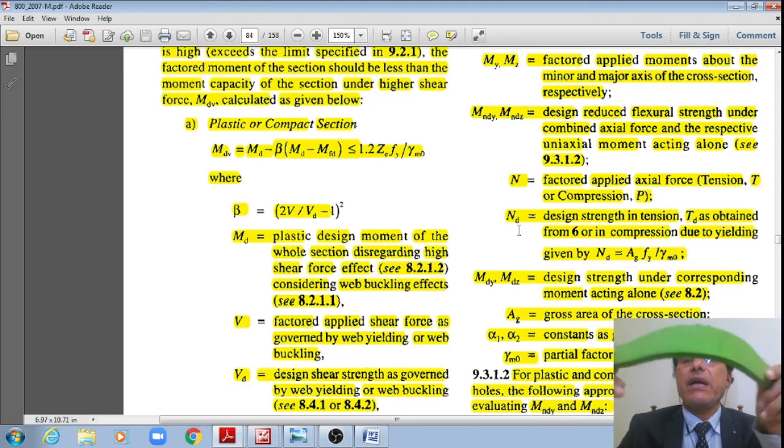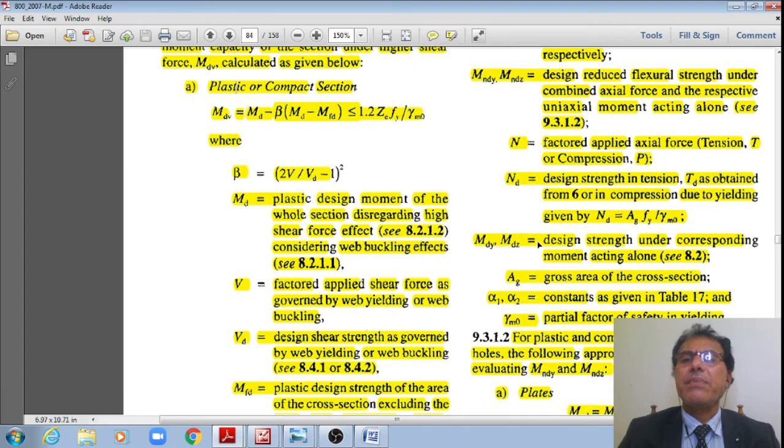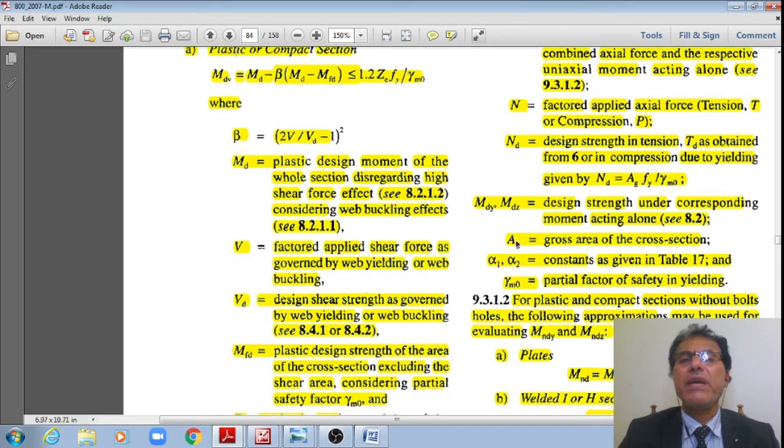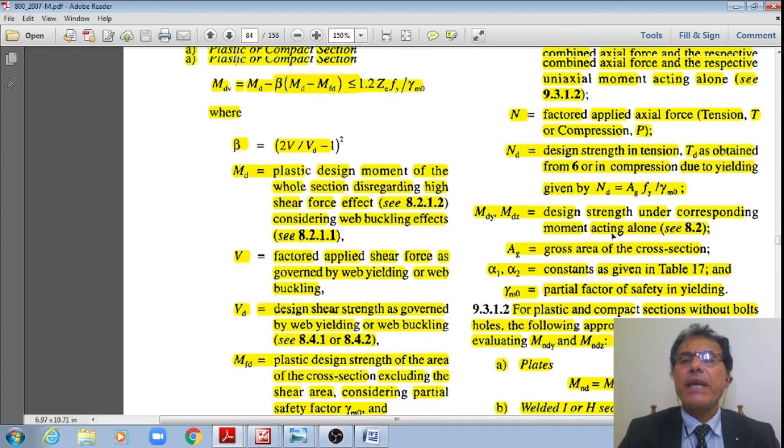If tension T, compression P, right? And it is the design strength in tension Td as per clause 6, or in compression due to yielding given by Nd is equal to Ag Fy divided by gamma m0, and Mdy, Mdz are the design strength under the corresponding moment acting alone.